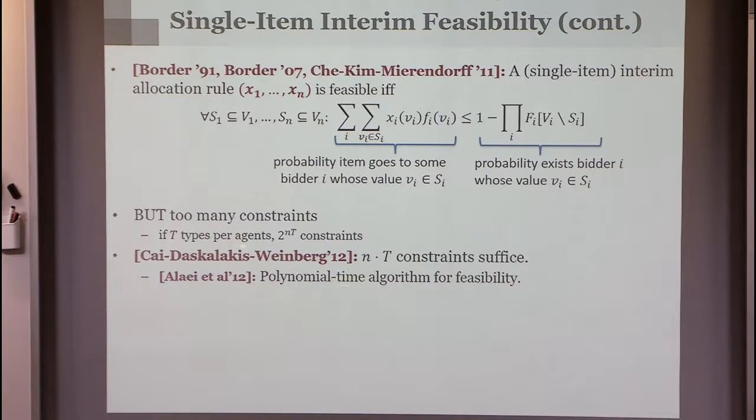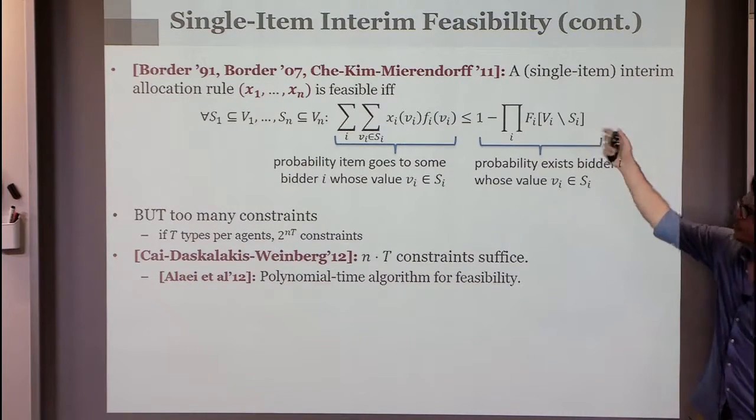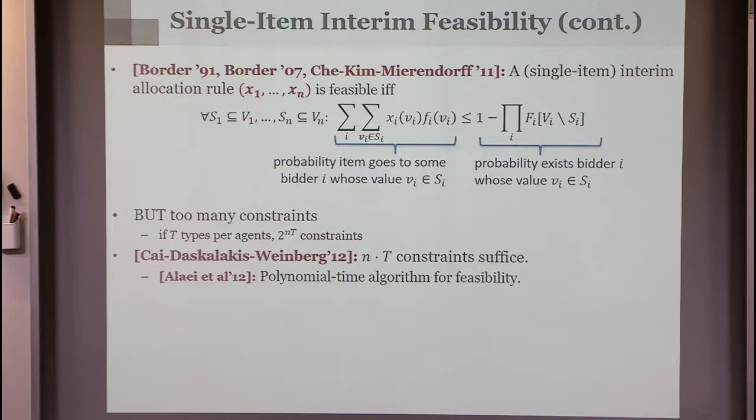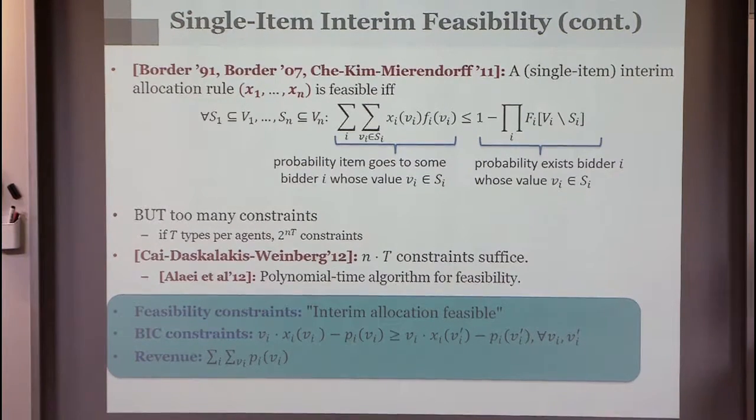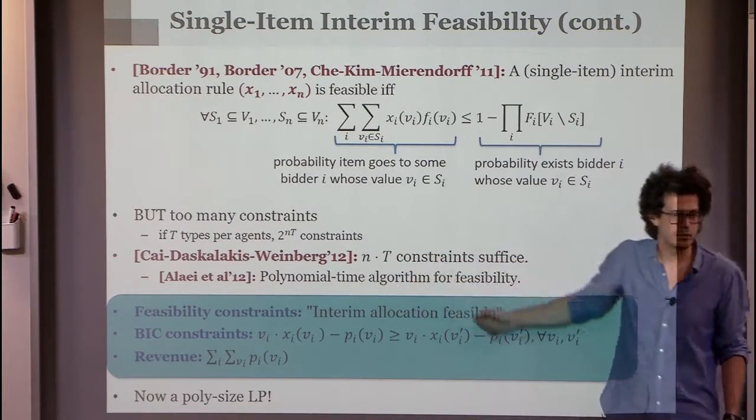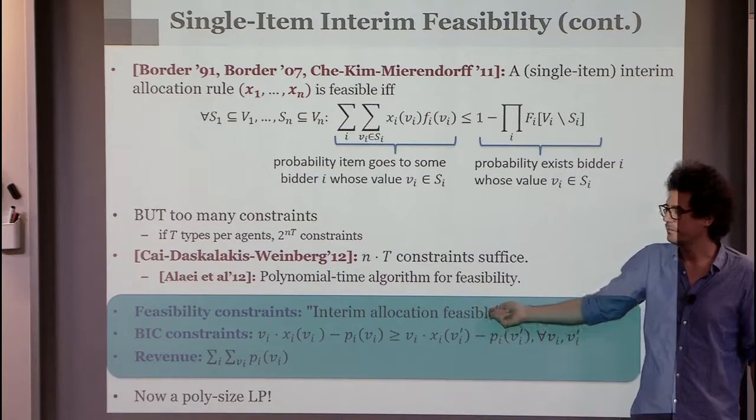What Yang and I proved, and independently Alaei et al., is that you can choose a small subset of these constraints, and this suffices for feasibility. So now plugging these constraints into the LP I had before, I have a polynomial size LP, and I can find the optimal mechanism. That's basically how things get done. These constraints help you change variables, you're saying. Exactly. If I didn't have these constraints, I wouldn't be able to express this as a linear constraint. But now I can.